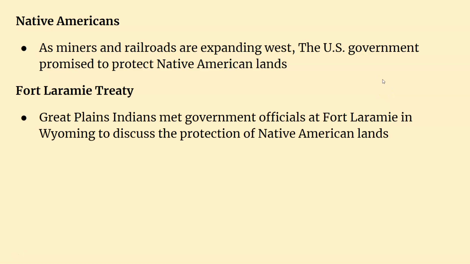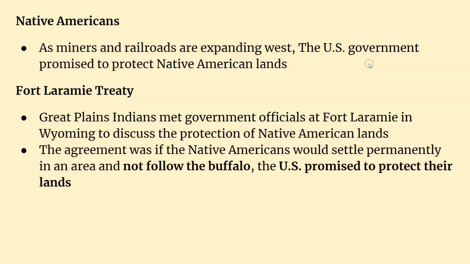So this is the Fort Laramie Treaty. These Great Plains Indians met government officials at Fort Laramie, Wyoming, and they were discussing these protections of Native American lands. The Native Americans were like, hey, you're intruding on our lands, building these railroads, mining around our lands. This is what you promised us. You moved us out of our previous area. This is supposed to be our land, and you're not even honoring that.